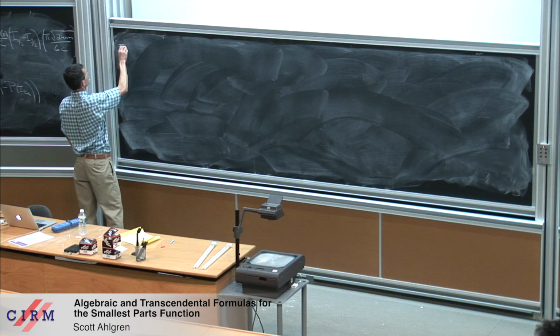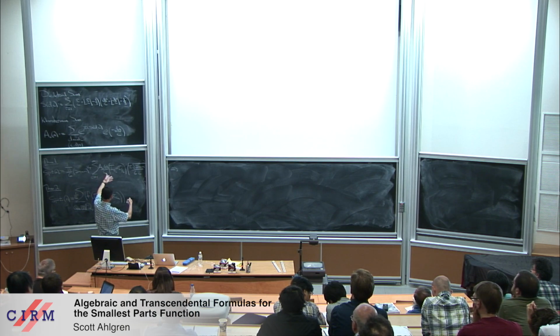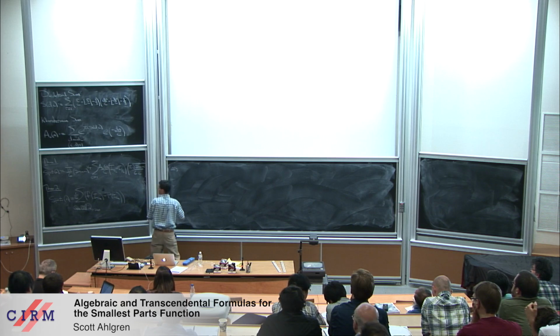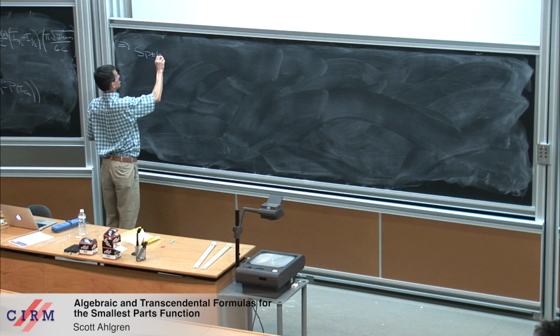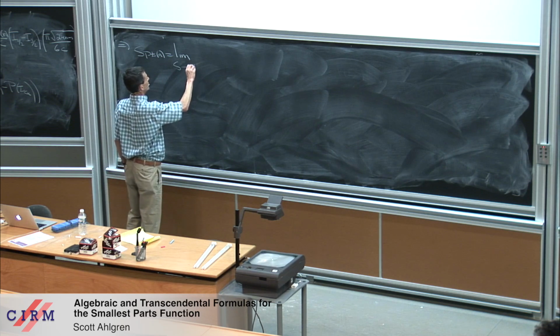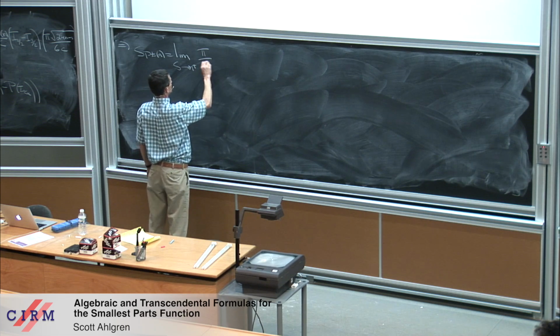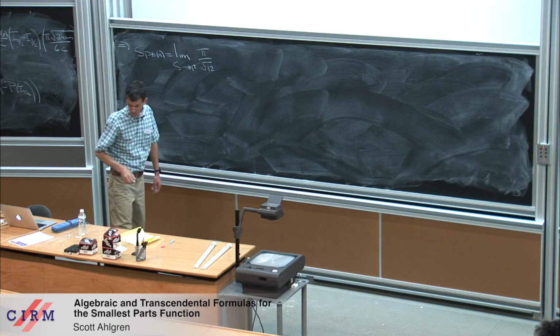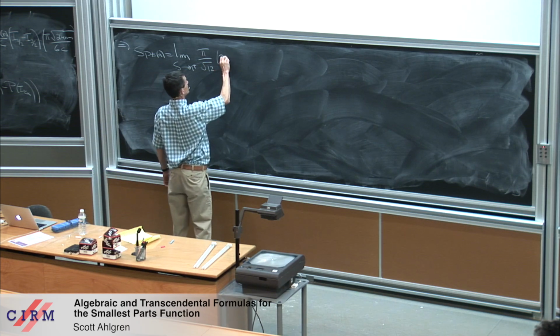So I'm plugging what I just wrote down into this formula, and that would give SPT of n as a limit, right? So SPT of n is some kind of limit as s goes to 1 from the plus side, and then it's pi over root 12, is that right? Okay, so these constants don't matter so much.